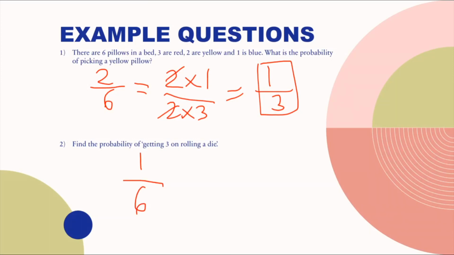Actually, it's not only for getting number 3, whether it's 1, 2, 4, 6, 5, it will be the same, 1 by 6. That means there is an equal chance of getting any one number on the die. That means it's a 50% chance that you're going to get any of the numbers on the die.